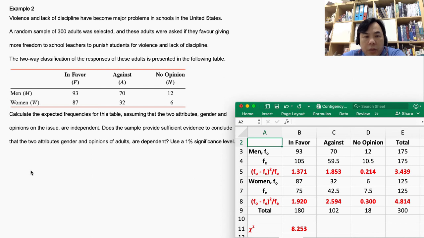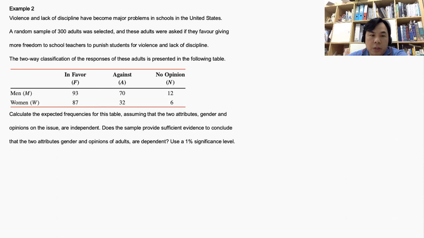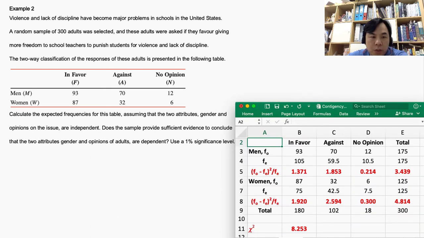Here we have already calculated the expected frequency from the table. So we're going to carry out the chi-square hypothesis testing for this example number 2 here. The question here is, does the sample provide sufficient evidence to conclude that the two attributes, gender and opinions of adults, are dependent? So we're going to use 1% as our reference significance level, right?